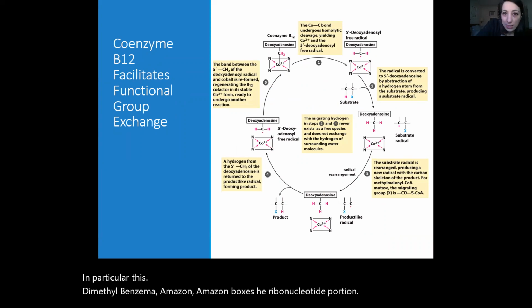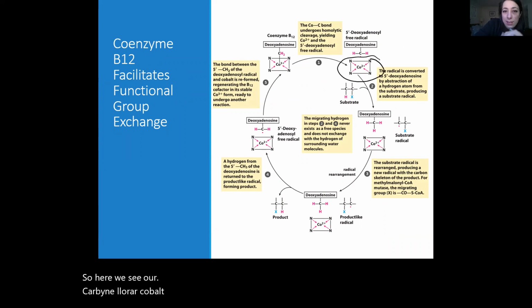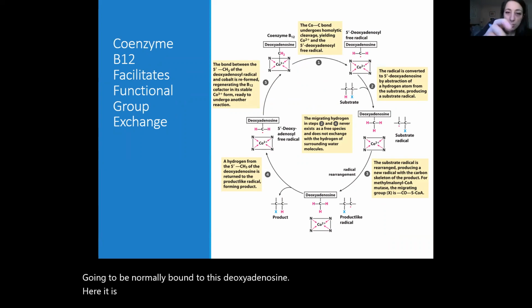So here we see our cobalt center that is normally bound to this deoxyadenosine. Here it is normally. It's going to actually be cleaved into a free radical portion and then that whole cobalt portion.